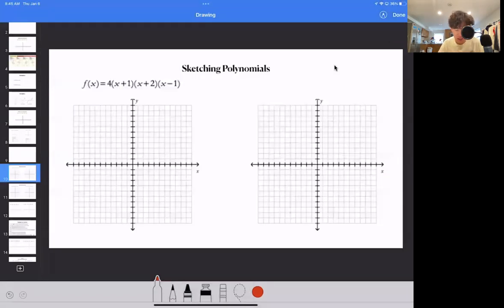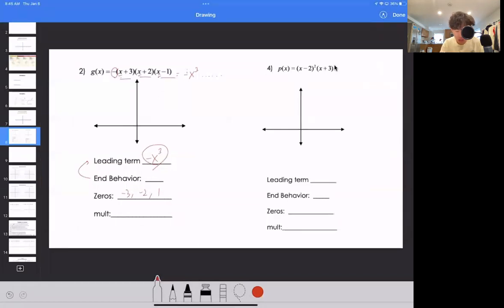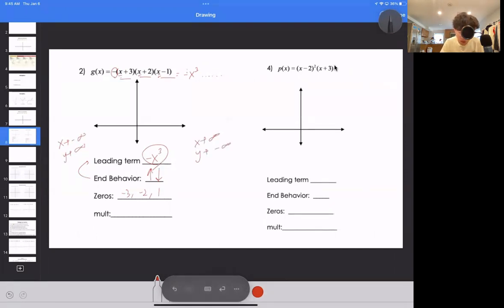So going back to this, I know my end behavior has to be up and then down: as x approaches -infinity, y approaches +infinity. As x approaches +infinity, y approaches -infinity. And then the multiplicity here, you will say none because there simply are no multiple zeros happening. So you just simply plot them, -3, -2, and +1.